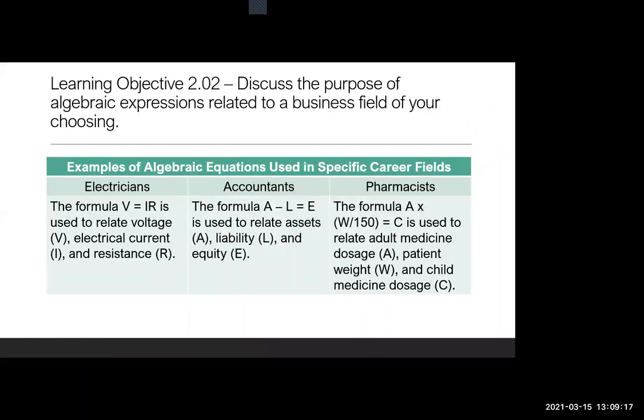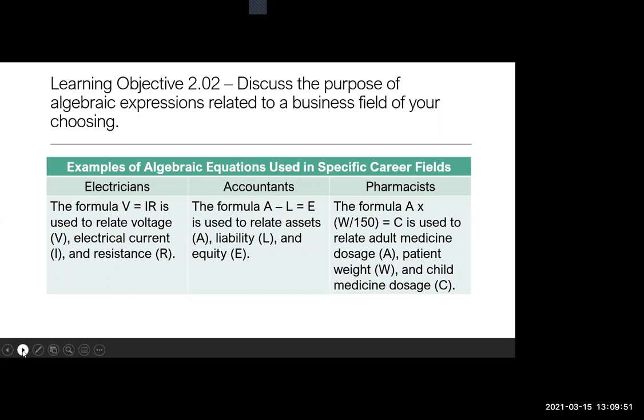All right, our next learning objective is to look at equations that are used in other fields. So for instance, we have electricians use this voltage equals current times resistance, V equals IR, okay? Accountants will use assets minus liabilities equals equity. And then pharmacists use this formula to calculate a child's dosage based on weight and an adult's dosage. So we see formulas happen all the time.